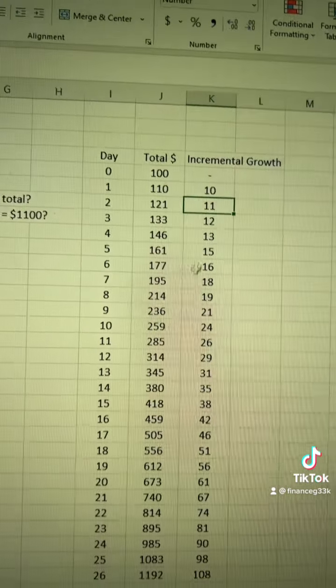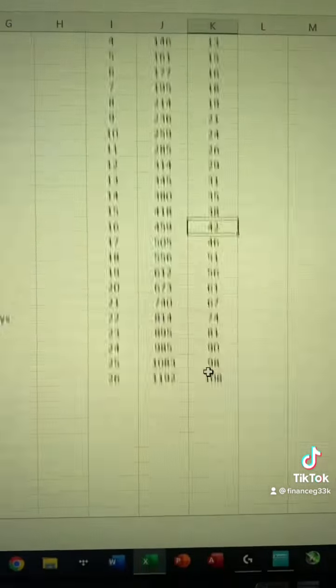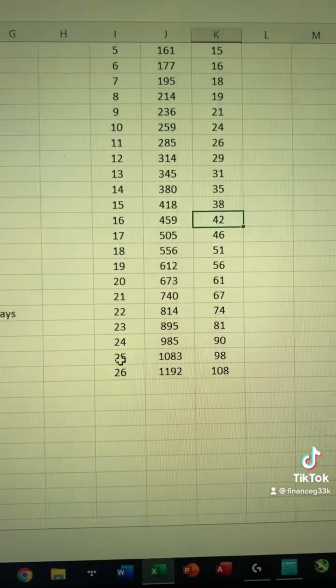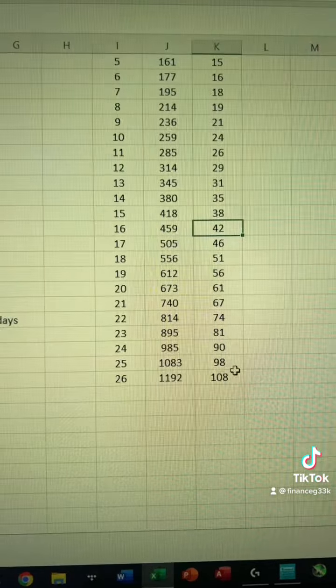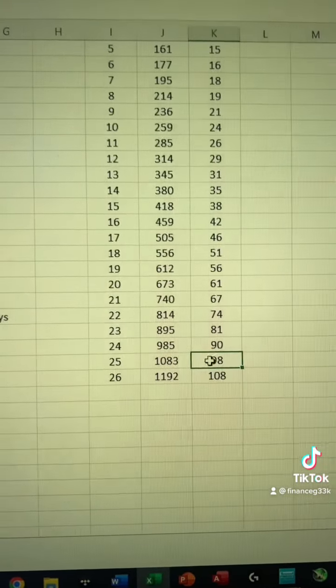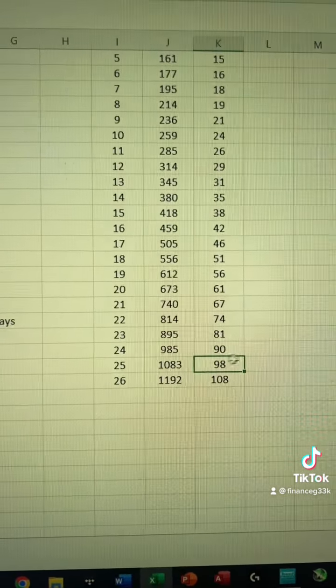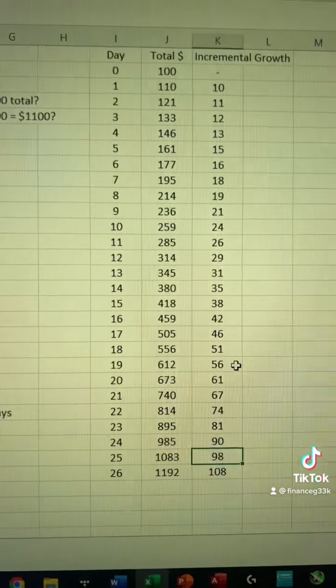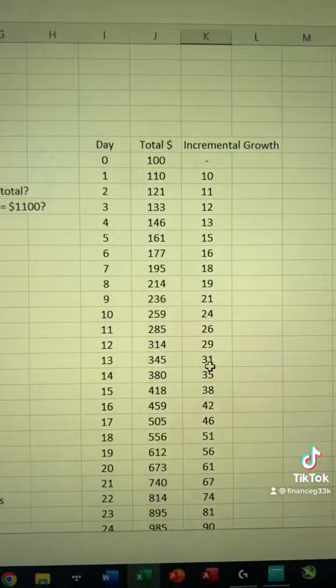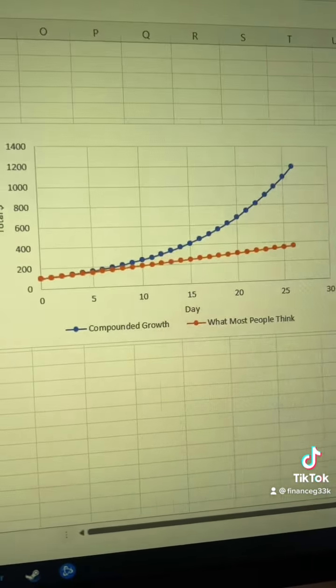So you can see as time goes on, your incremental growth gets bigger and bigger, and by the end of day 25, you're already near the $1,100 mark because each day you're earning about $100. It's kind of the snowball effect, right? It's 10% on a larger number. And a lot of people just don't realize this. This is massive. It allows you to retire and achieve financial independence.